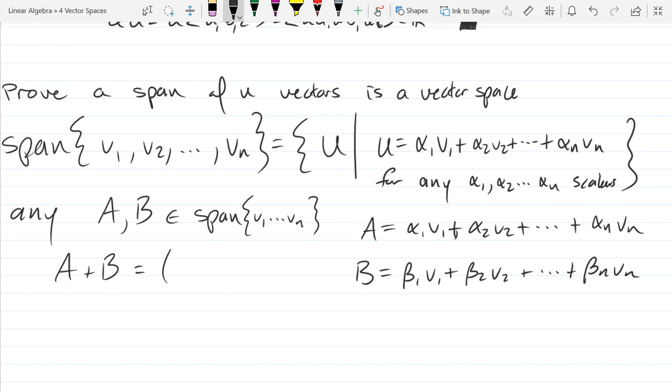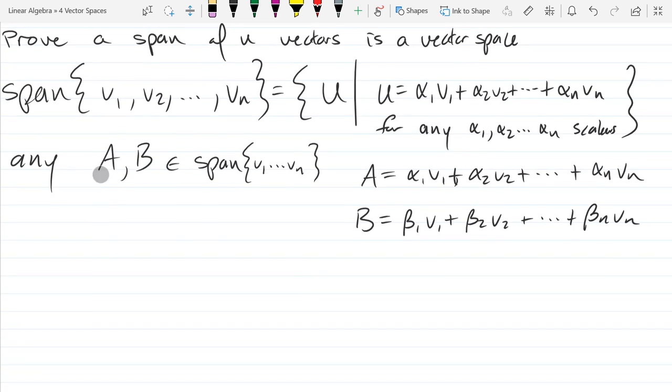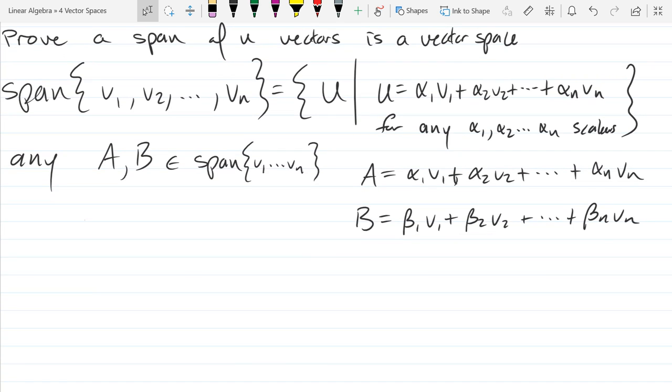Now these vectors, v1 through vn, are already set. Those are not any vectors; those are the vectors that made up our span. So there are n vectors pre-selected in the span, and we're supposed to show that the sum of any two vectors in the span is still inside the span. I just wrote down what two vectors in the span, A and B, look like. Those alphas and betas could be different numbers. Those are arbitrary scalars, but all the vectors, v1 through vn, are already fixed.